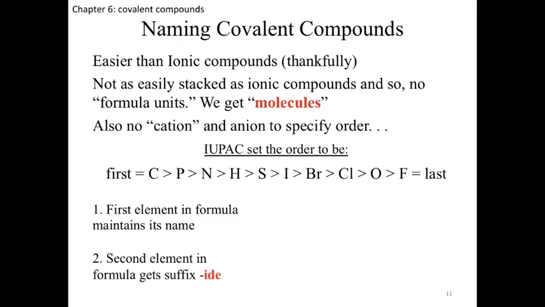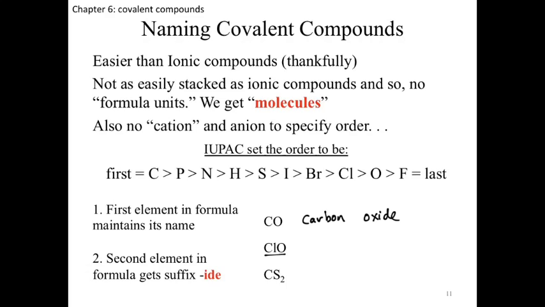So, when we put together our structure, the first element in the formula will maintain its name, so no changing of the name whatsoever. So there's not even an ion term dropped into it because it's not an ion. The second element in the formula gets the new suffix "ide," just like we did for the ionic compound. Okay, so let's take a look at some examples here. For that first one, we've got carbon and we have oxygen. So we've got carbon oxide. Okay, really simple, kind of nice.